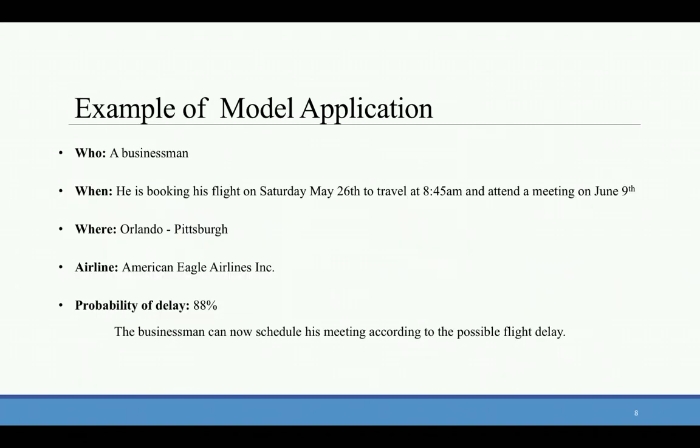So we developed an example to see how the model can be applied. Imagine a businessman who is booking his flight on Saturday, May 26th, and he's planning to fly on June 9, which is also a Saturday, at 8:45 a.m. He's planning to fly from Orlando to Pittsburgh by American Eagle Airlines, and given these variables and the weather forecasts, the probability of delay is 88%.